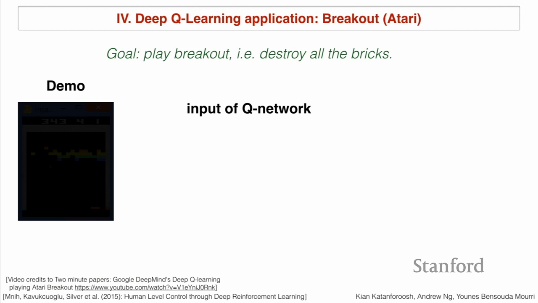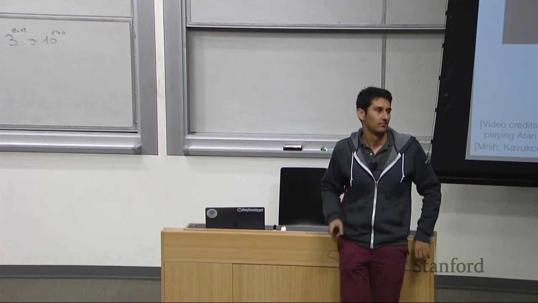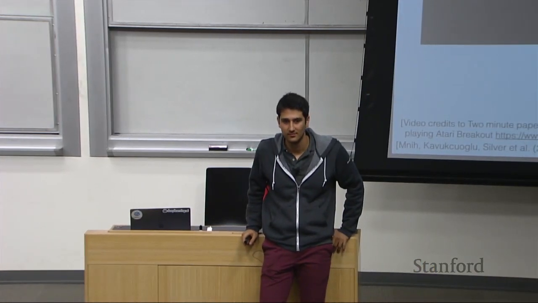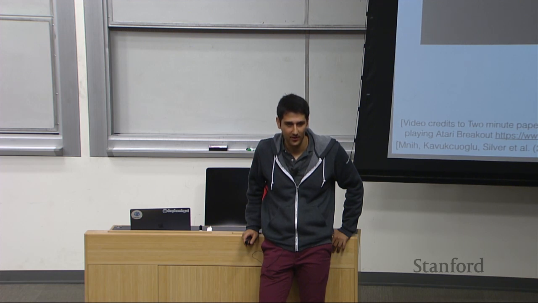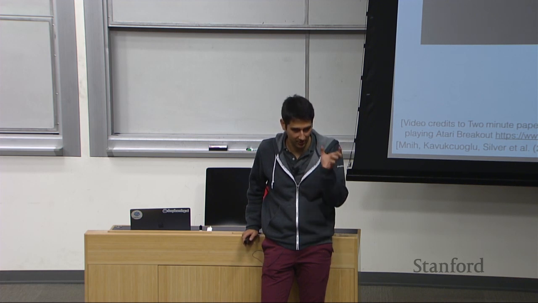So my question is, what's the input of the Q network in this setting? Our goal is to destroy all the bricks, so play Breakout. What should be the input? Try something. Yeah, ball position, position of the board at the bottom, position of the paddle, position of the bricks. What else? Ball position. Okay, yeah, I agree.